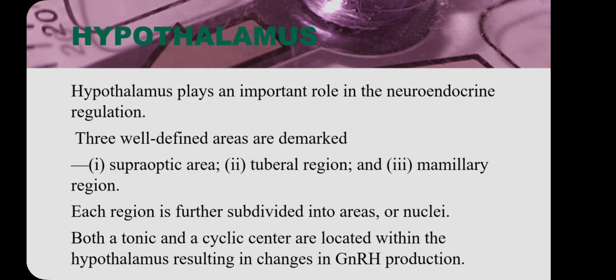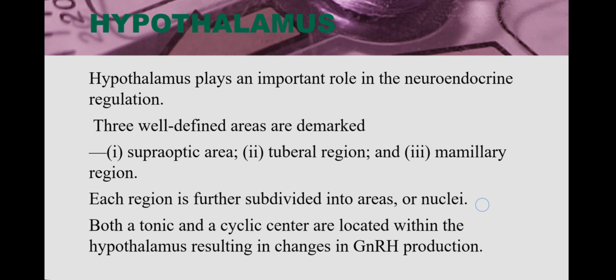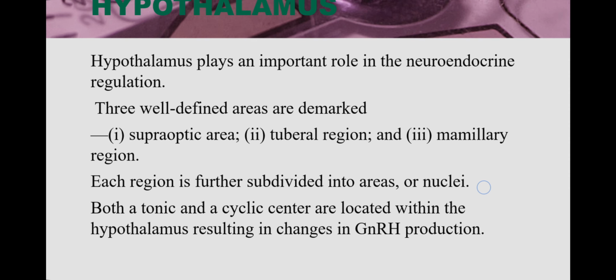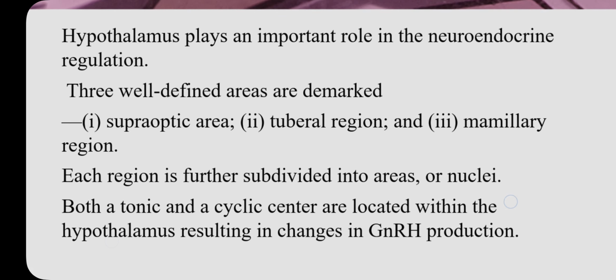Hypothalamus plays an important role in the neuroendocrine regulations. It has three well-defined areas. The first one is the supraoptic area. Second, in the middle part, is the tuberal area, and the third part is the mammillary region or mammillary area. And these regions are further divided into areas or nuclei. Mainly the nuclei are there.